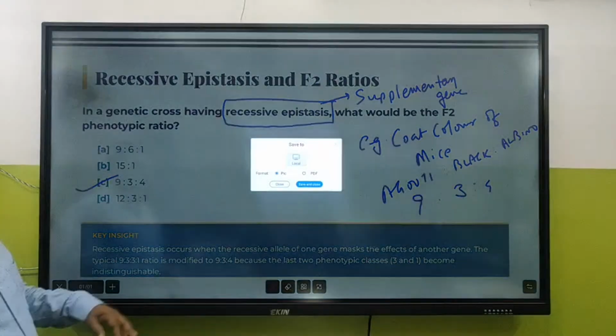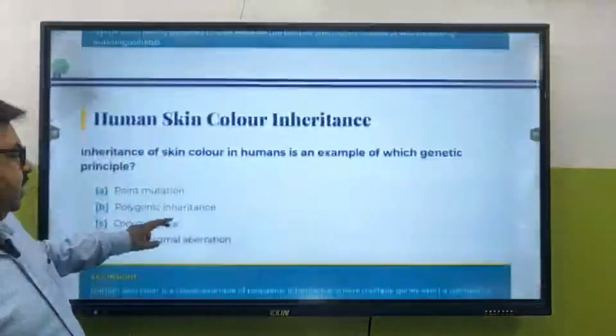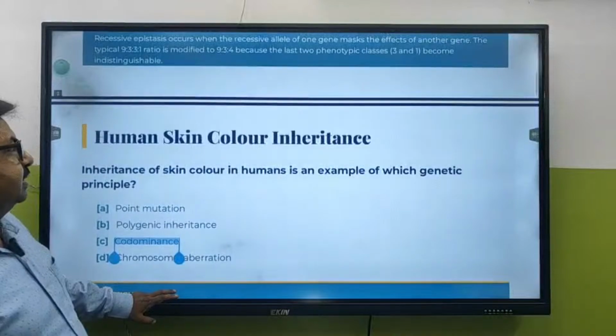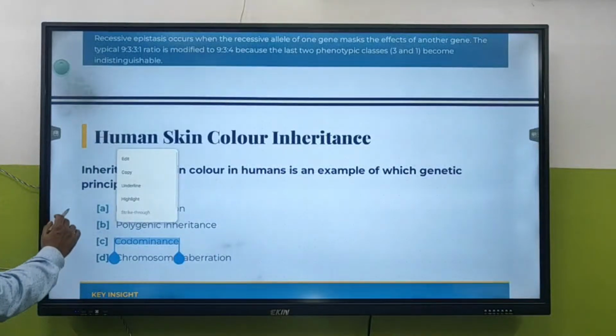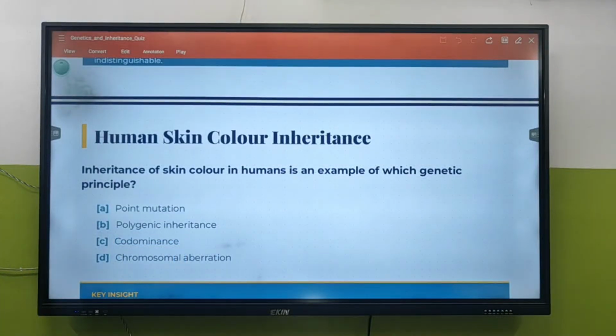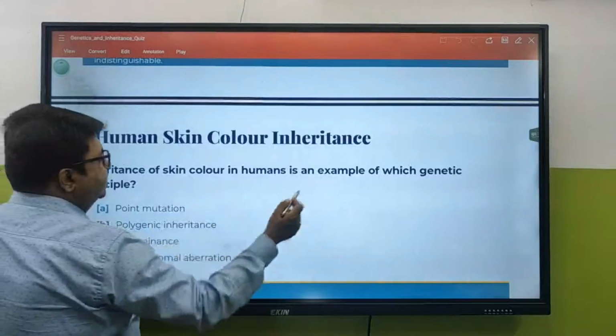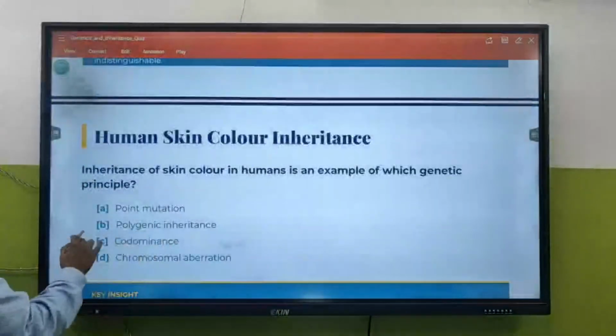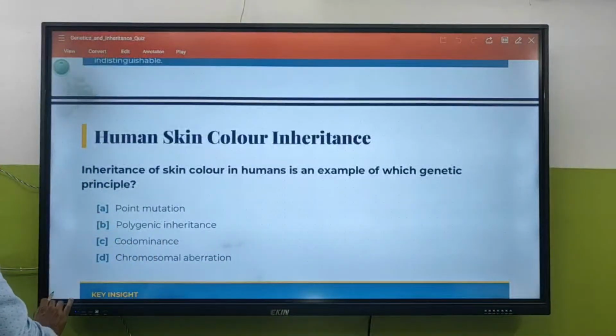Good. So I'm going to ask the question like this. Human skin color inheritance. Inheritance of skin color in humans is an example of which genetic principle? It is polygenic inheritance. Very good. Polygenic inheritance.